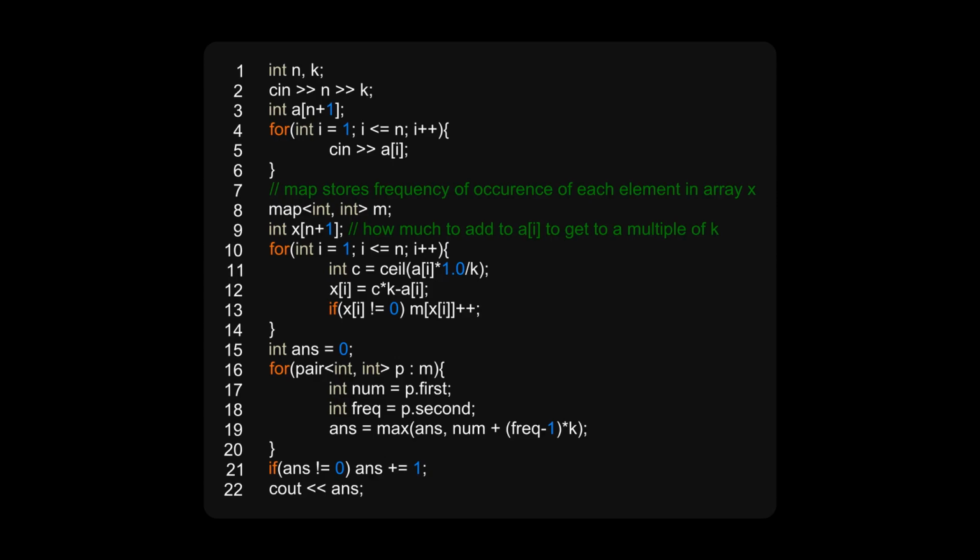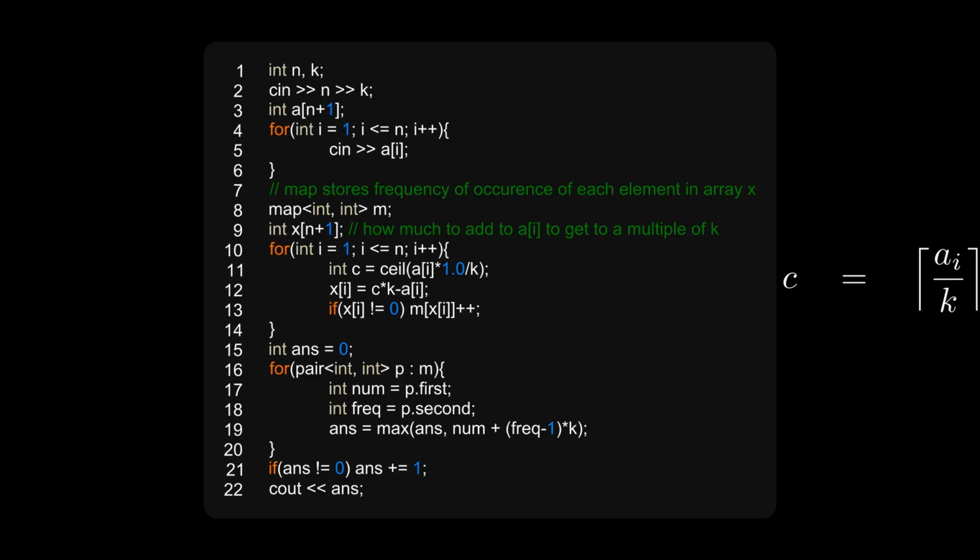First of all, we need the multiple of k which is just greater than A of i. We can represent any multiple of k as c into k, where c is some scalar, and c into k must be greater than or equal to A of i. So c must be the ceil of A of i divided by k. Hence the amount to add will be the next greater multiple, which is c into k minus A of i. If the amount to add is 0, then we need to do nothing, else we need to increment the frequency of x of i in the frequency map.